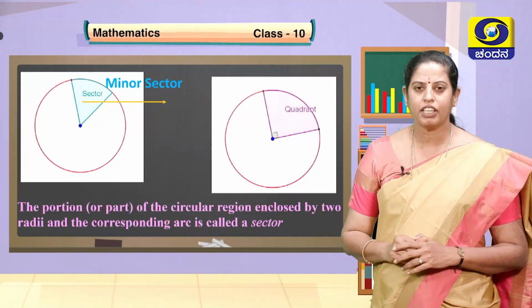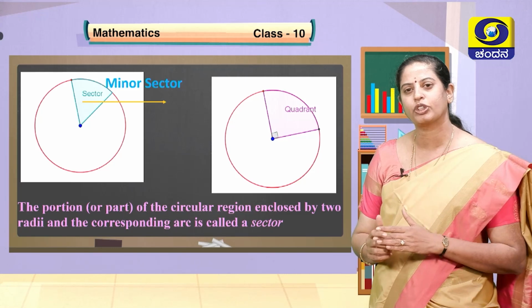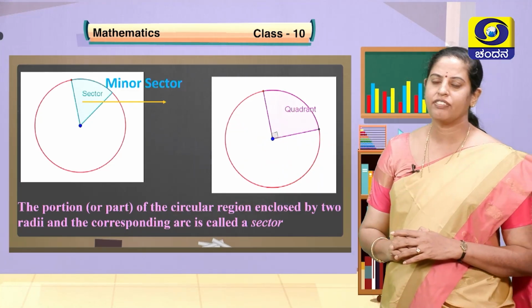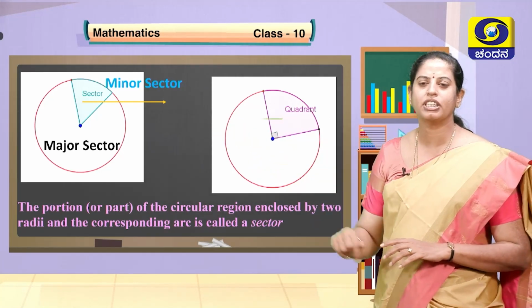If the angle between the two radii is equal to 90 degree, that is, if it is right angle, then the circle is divided into 4 equal parts and each part is called as quadrant. When the sector becomes quadrant, if the angle between the two radii is 90 degree, then we call it as quadrant. Okay children, observe, that is the major sector.